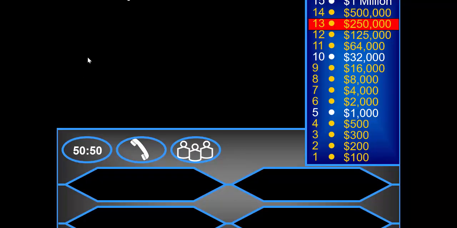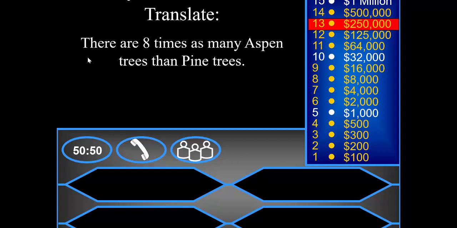Three questions remaining. Here we go. $150,000 question. Translate: there are 8 times as many aspens as pine trees. There are 8 times as many aspens as there are pine trees.